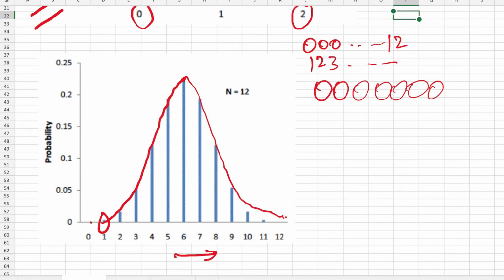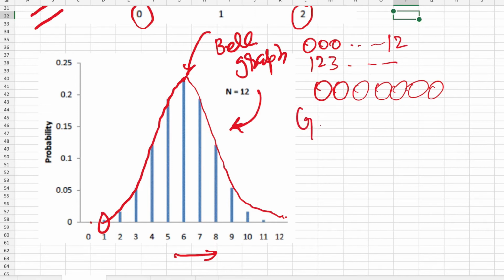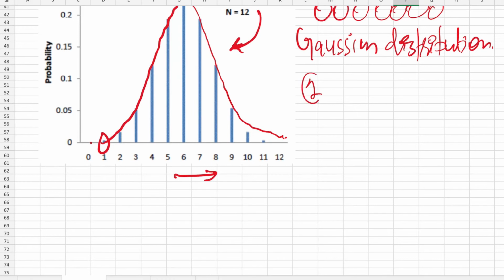So what we are analyzing is that as we increase the repetitions of the experiment, we get a specific graph form, and this graph is actually telling us something very specific. We call it the bell graph. This graph is actually the mother of the Gaussian distribution. Now let's talk about the limitations of the binomial distribution. So let's talk about the first limitation.